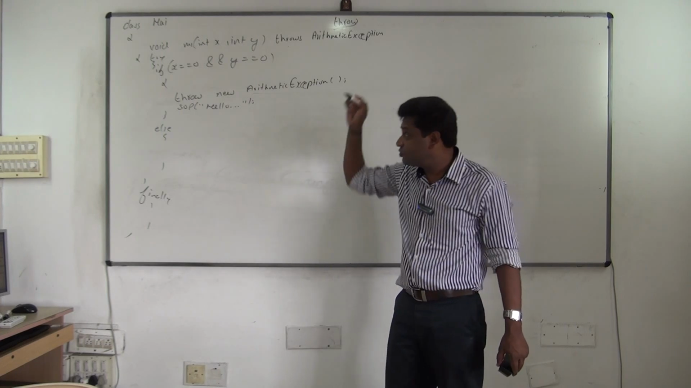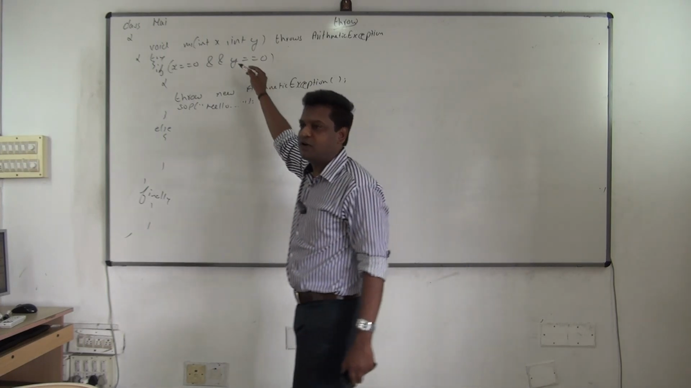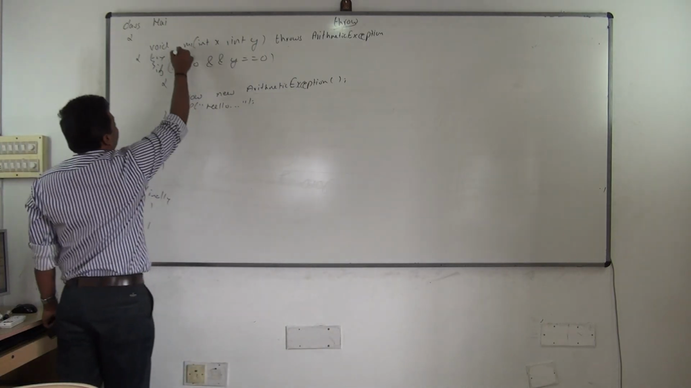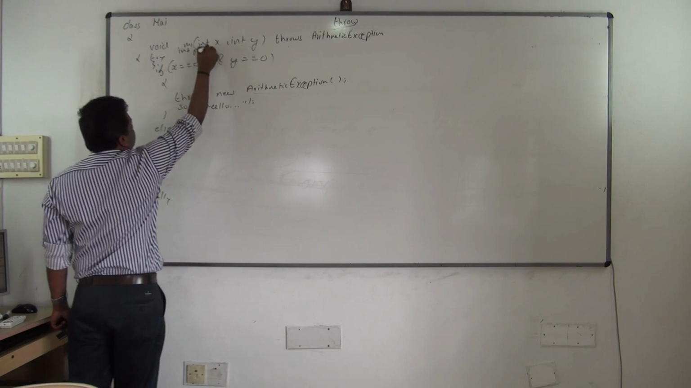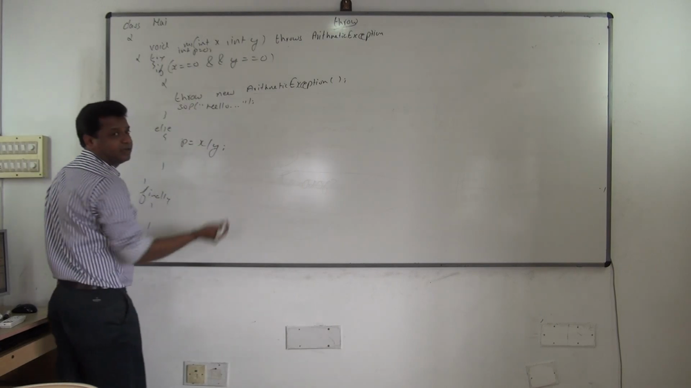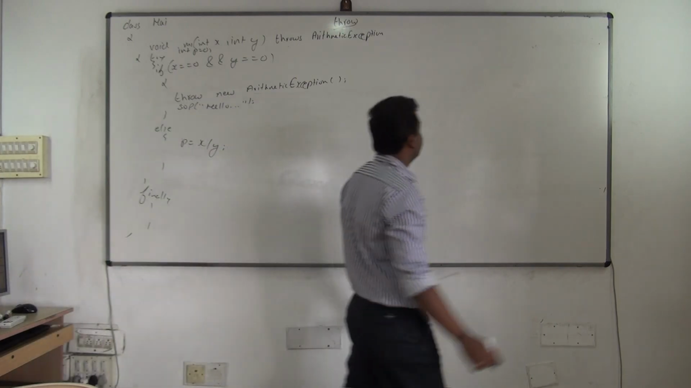Why? Because I want to stop the execution. If the values are wrong, stop. Else what will I do? You declare one variable, int p = 0, or write p = x / y. Correct now? See, now the code executes smoothly.